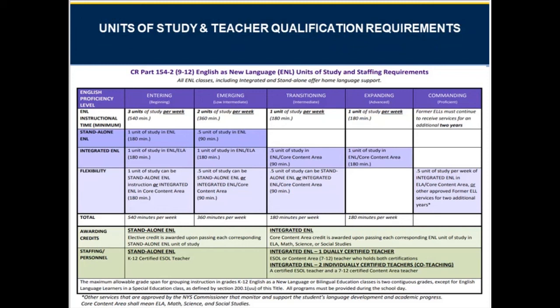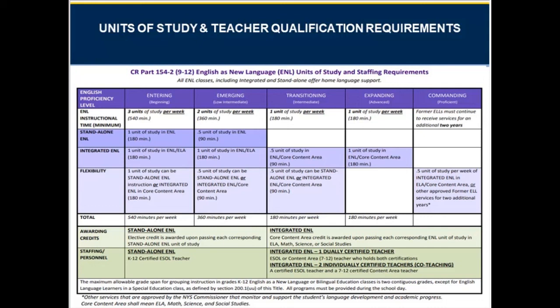So now let's take a look at the units, more specifically, English as a New Language instruction. ENL in New York can be provided via 2 models. Standalone, provided by an ESOL-certified teacher in order to develop the English language needed for academic success. Integrated ENL, which can be provided by 2 teachers, the ENL teacher alongside a content area teacher, or individually taught by a dually certified teacher.